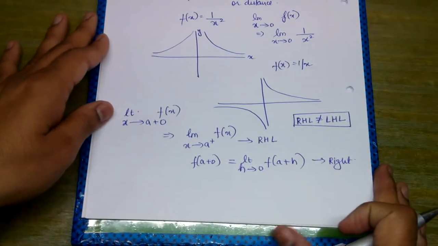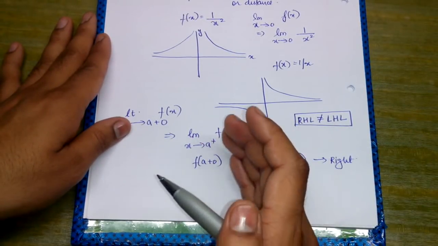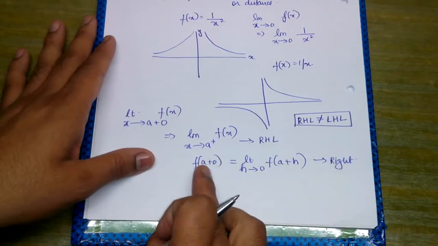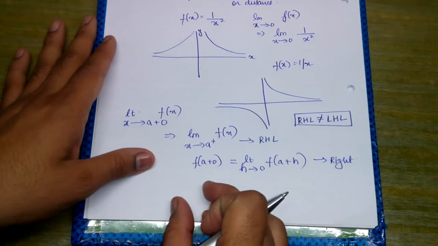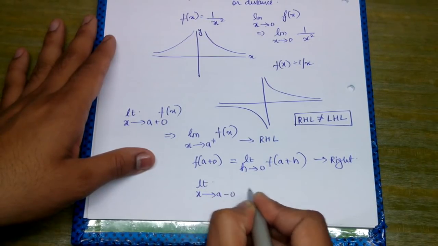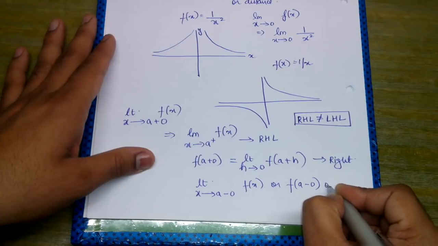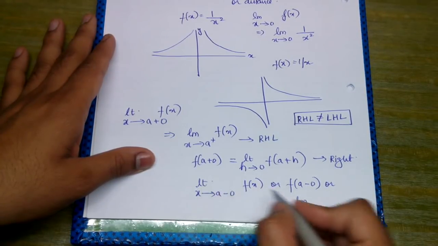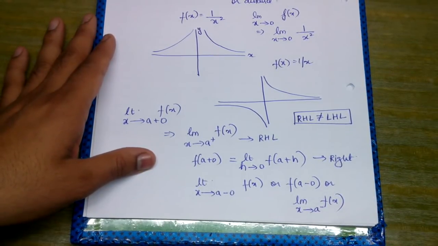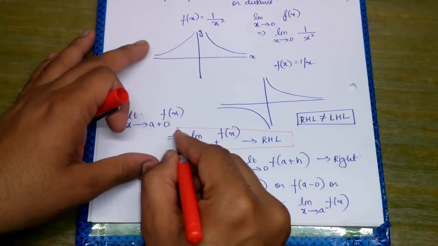Similarly, if x is approaching from the left hand side, we are going to follow values of x smaller than a. From the left hand side, the values of x are going to be smaller than a. So the limit is called the left hand limit, and it is represented by limit x tends to a minus 0 of f(x), or simply f(a minus 0), or limit x tends to a minus of f(x), written as either LT or LM depending upon your convention. So this is the left hand limit and that is the right hand limit representation.